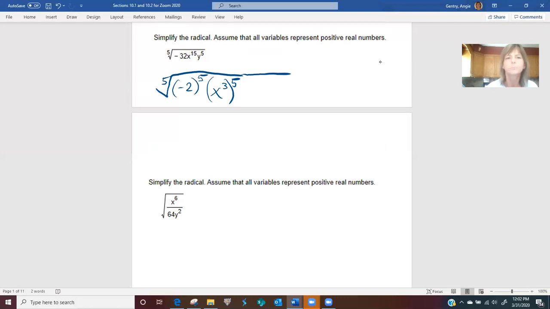I have no choice. And then I say I have some Y's. I need for that to be a 5. Well, what's inside? Just simply a Y in this case. What comes out? A -2. What comes out? An X cubed. What comes out? A Y.